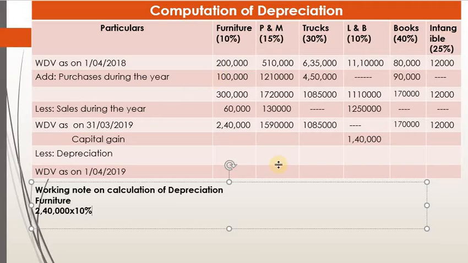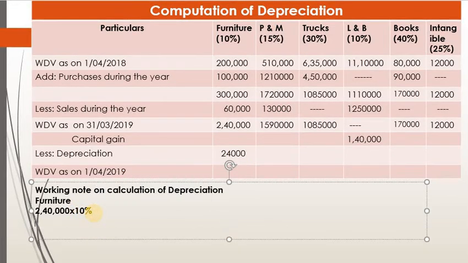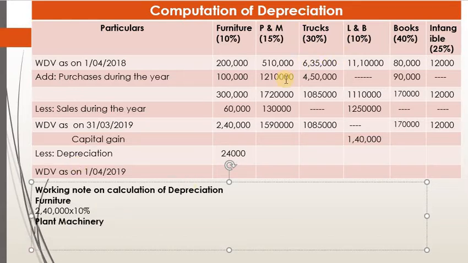So it is 24,000. We can directly write here 24,000. Okay, that's over. Then let us calculate for plant and machinery. Now let's say plant and machinery whether there is any purchase. You should also remember with regard to plant and machinery, any plant and machinery which is bought on or after 1st April 2005 attracts extra depreciation of 20%. So that you should remember.